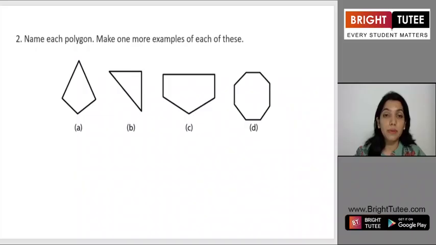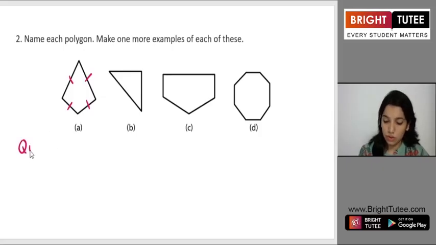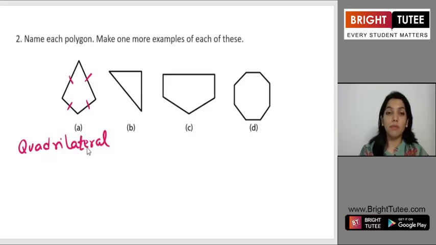Now let's see this one. Here we need to name these polygons, and it is also asking us to make one more example of each of these. So here the first one that we see, a polygon is always named depending upon the number of sides it has got. So here in the first one we have got 1, 2, 3 and 4 sides. So what is the name of the shape which has got 4 sides? We call it a quadrilateral. Quadrilateral. So this is the name given to a shape made up of 4 sides, and they are asking you to draw another such shape.